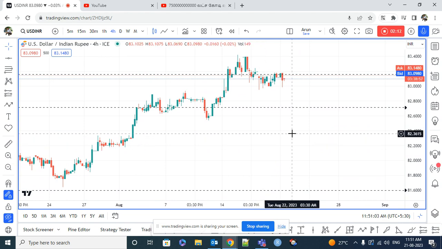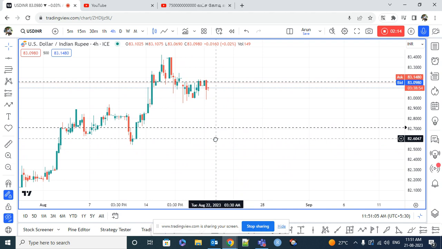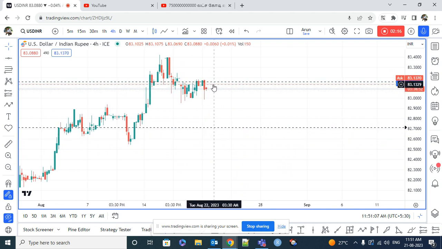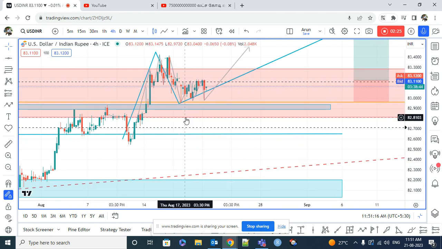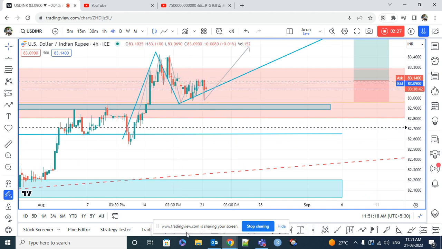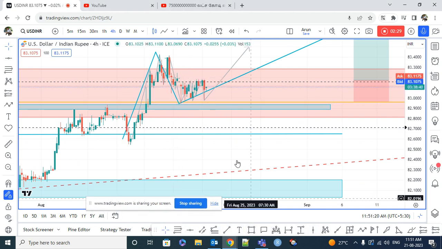So do wait for a 4 hour time frame candle that breaks above the level 83.1575 with a bigger body. Then that is a much stronger confirmation. Fine. But right now the 4 hour time frame is in a range bound. Let me mark that range bound as well here.